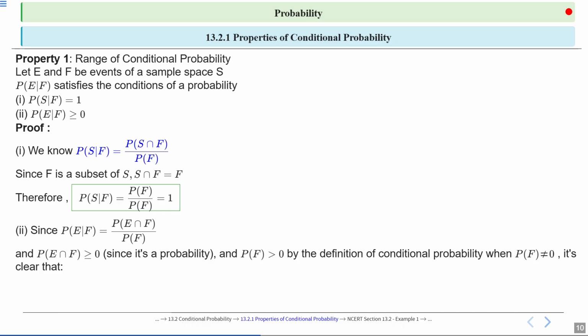And probability of E intersection F is greater than or equal to 0, since it's a probability, and probability of F is greater than 0 by the definition of conditional probability. So it's clear that probability of F is not equal to 0 basically, right?